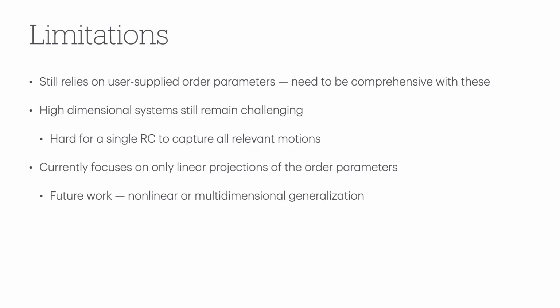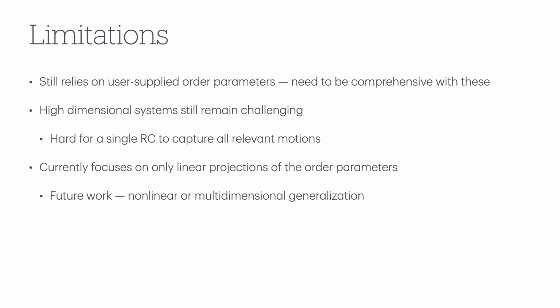Okay, so what are the limitations of RAVE? Well, we still rely on these user-supplied order parameters. We need to still tell RAVE what order parameters we want to make a function of. What function should I make it? That's all non-specified. Should it be a linear combination? Should it be something else?